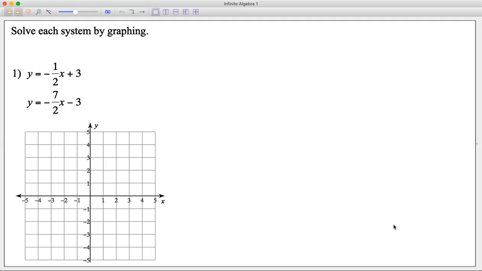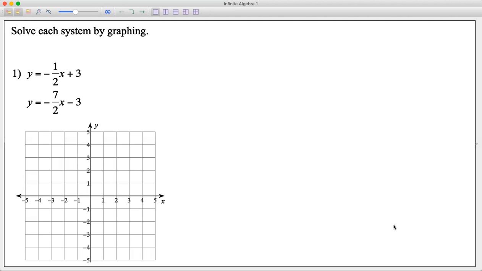You go to the second one. The y-intercept is -3, so put a dot on -3. The slope is -7/2. I can't go down 7, there's not enough space. So I'm going to do the opposite. The opposite of -7 is +7. The opposite of 2 is -2. So I'm going to go up 7, left 2. So up 1, 2, 3, 4, 5, 6, 7, over. Oh, there it is, right there.